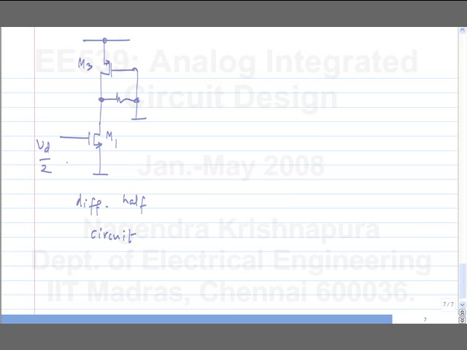What's the gain of the circuit? What's the voltage here? What is the incremental voltage there? Minus G1 by GDS1 plus GDS3 plus the common mode conductance times VD by 2. Okay. That is V1.